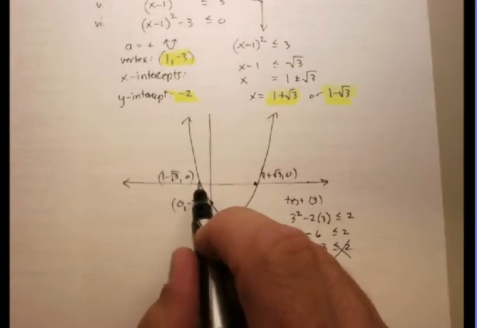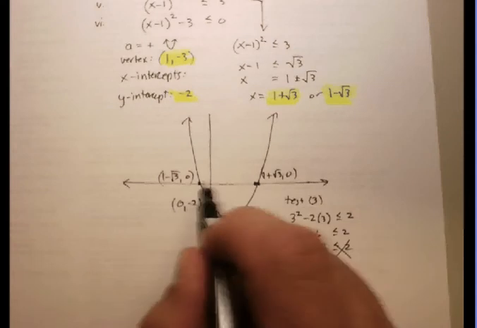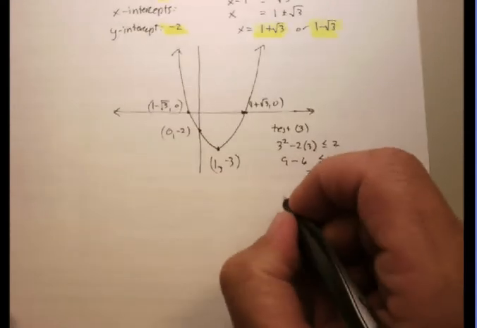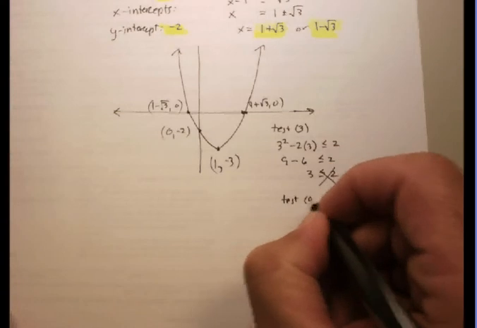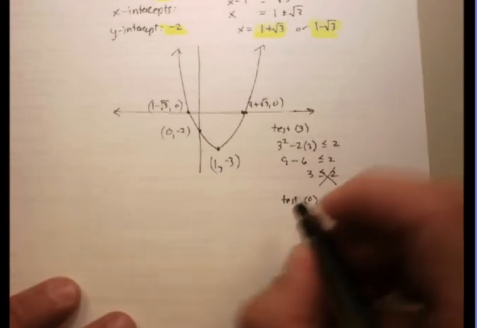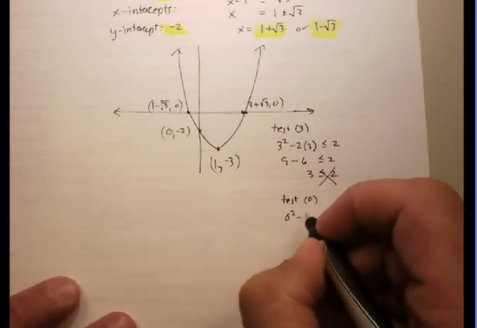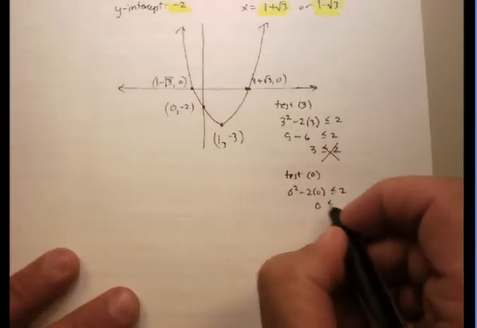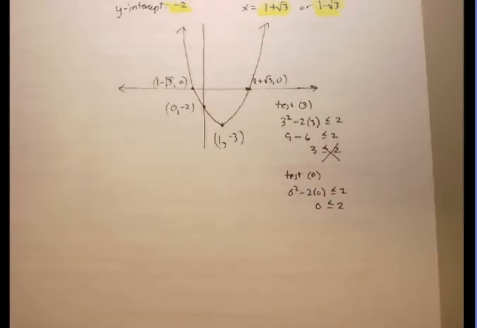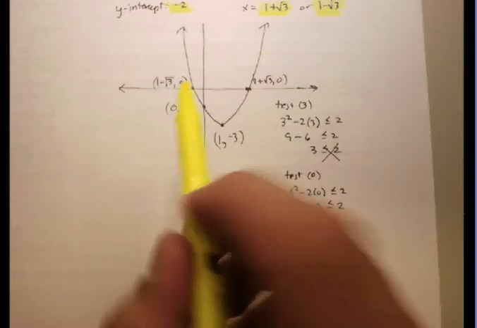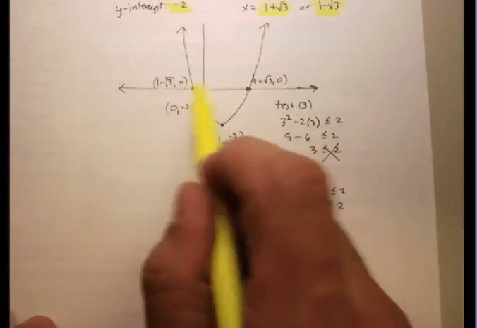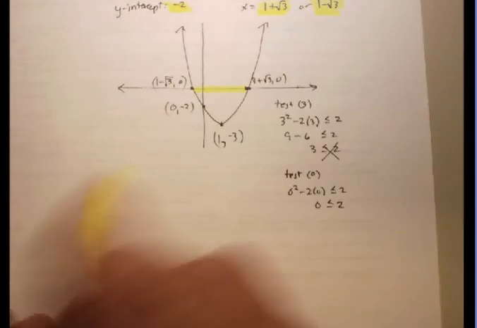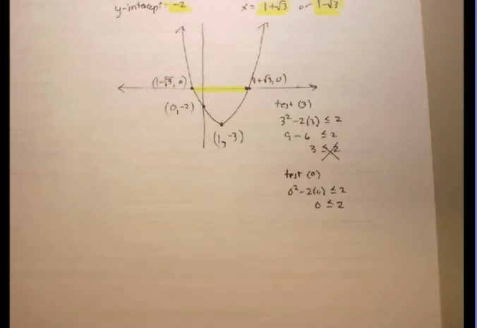Let's try a point between these two parts here. Let's try 0, because that's a good point to choose. So we're going to test 0. Okay? I'm going to get 0 squared minus 2 times 0 is less than or equal to 2, or 0 is less than or equal to 2. And that's a true statement, isn't it? That means that any point in between these 2 points, anything in here, is actually going to work. And you can just test that for yourself if you'd like.